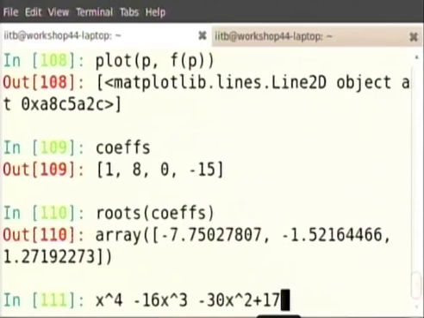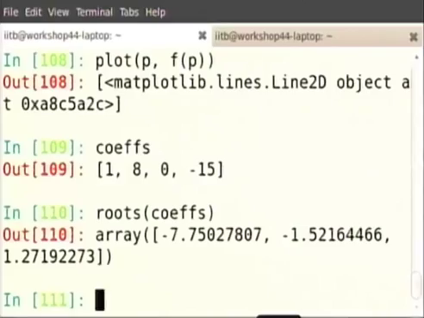It is a good idea to try and plot it first and then get a feel for where the roots are and then get the roots. That is x power 4 minus 16 x cubed minus 30 x square plus 17. Note that one term is missing, so you have to put a 0 in the coefs carefully. Try it out. Alright, should have been pretty easy. The polynomial given was this, minus 16, minus 30, the 0 followed by 17, right.